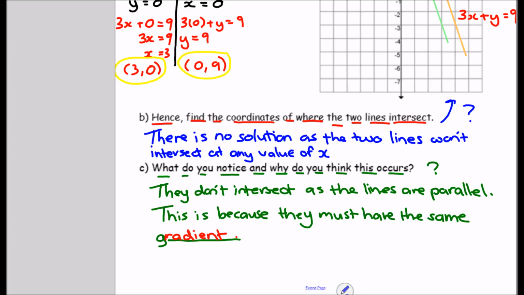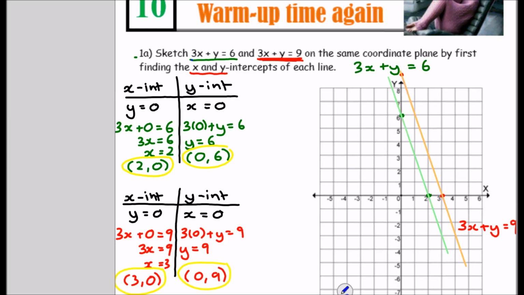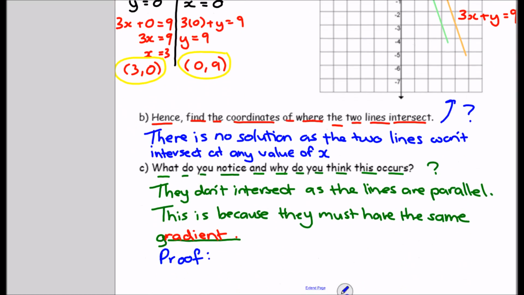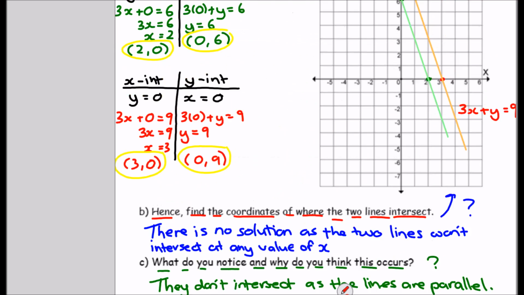To do that we need to look back up at their equations. So let's do a little proof now that they have the same gradient. So we need the equations both in the form of y equals mx plus c. So they're not in the form of y equals mx plus c, but we can rearrange them so that they are, and then prove that they have the same gradient, that they've got the same value of m. So let's take the first green equation. The initial equation was 3x plus y equals 6. Now let's make that y equals mx plus c. So y equals negative 3x, because you've got to subtract 3x from both sides, plus 6. So gradient's obviously negative 3.